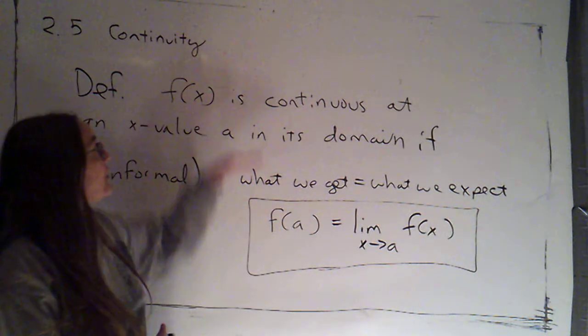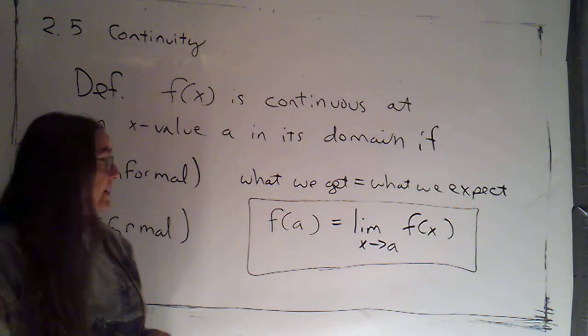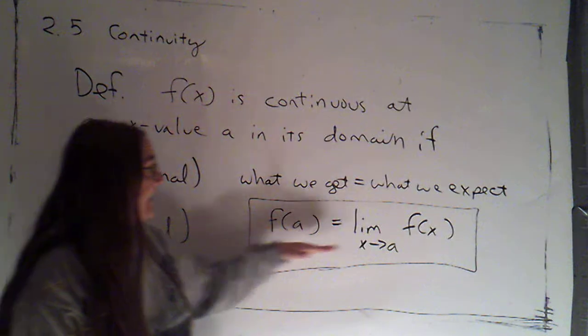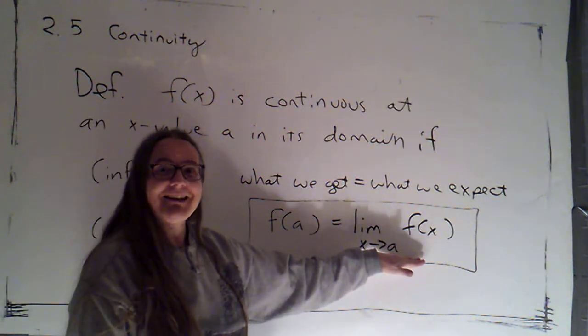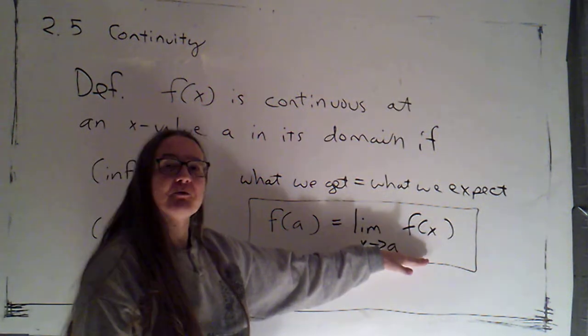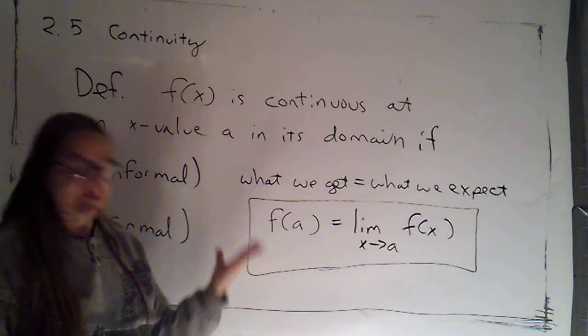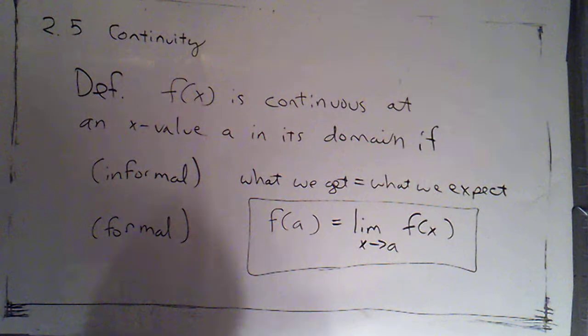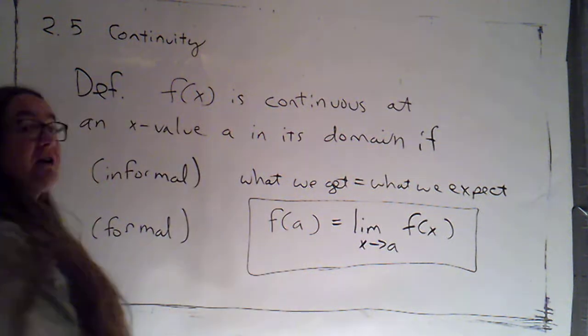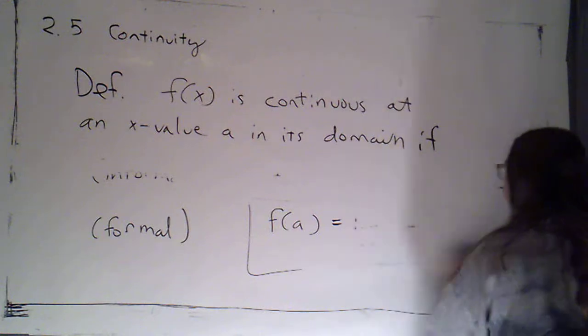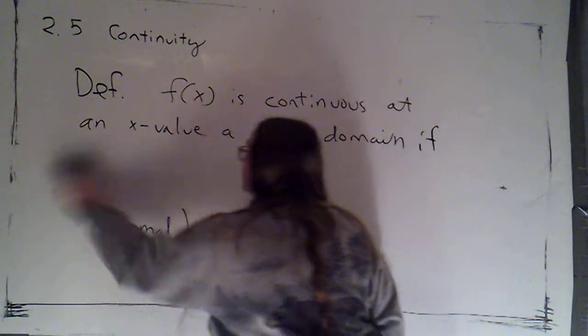Okay, and so the beauty of continuous functions is that what we get is the same as what we expect. These are the ones where if we want to evaluate the limit, all we have to do is plug a into the function. Okay, so that's the definition of continuity if we're talking about continuity at an individual point.